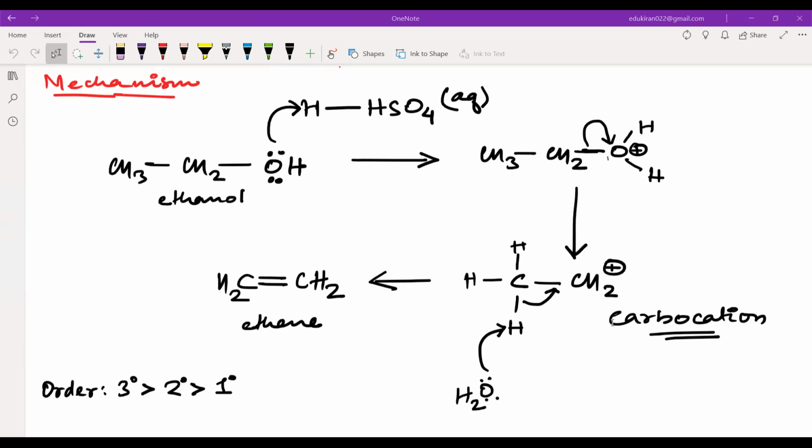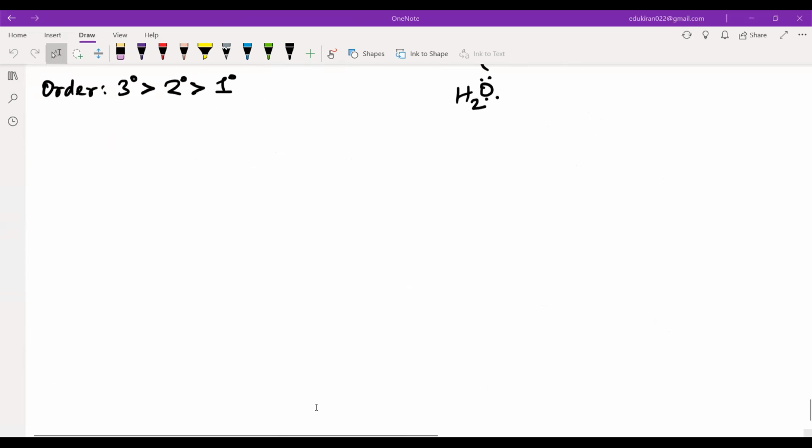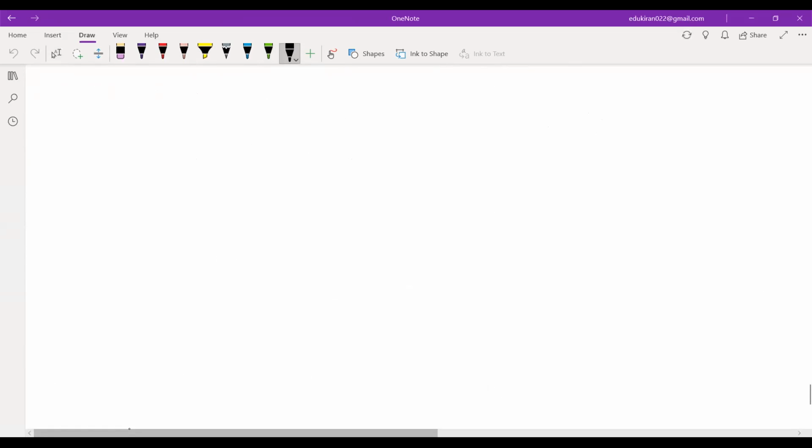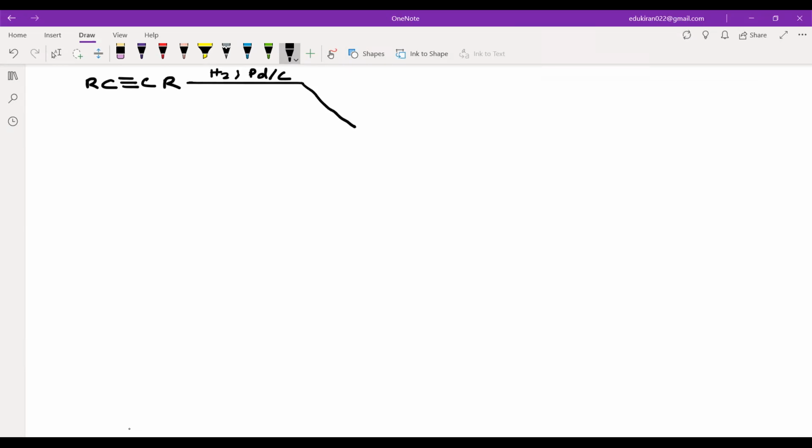So let me summarize what we learned. There are only 4 methods of preparation. We started with alkynes, right? We have R, C triple bond, R. Now alkynes, you can do H2 in the presence of palladized charcoal, and then you will be forming alkenes, right?